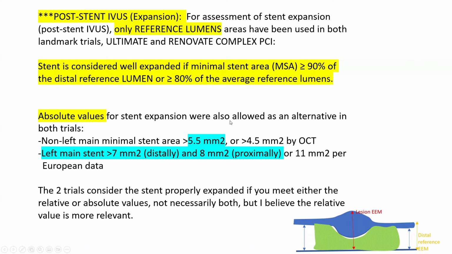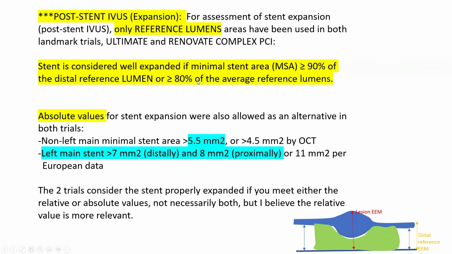millimeter squared. Another way of defining stent underexpansion that was used in the major IVUS trials, ULTIMATE and RENOVATE-COMPLEX-PCI, is using absolute rather than relative stent area values. A stent area that is less than 7 millimeter squared for the distal left main, or 8 millimeter squared for the proximal left main, or less than 5.5 millimeter squared for any of the other major vessels defines underexpansion. Those trials defined underexpansion using either/or.